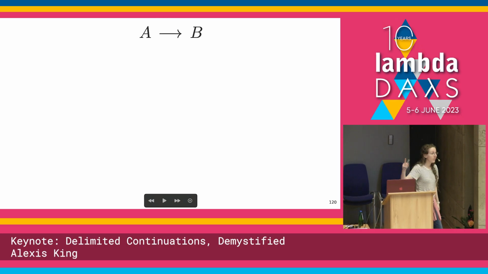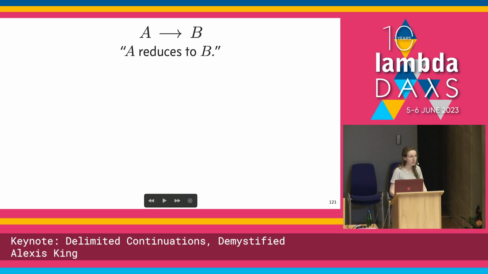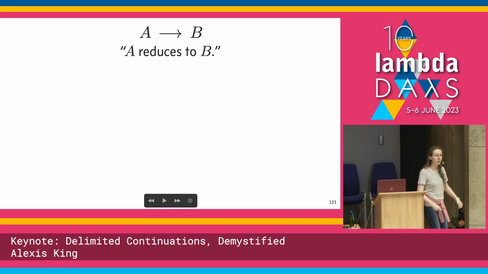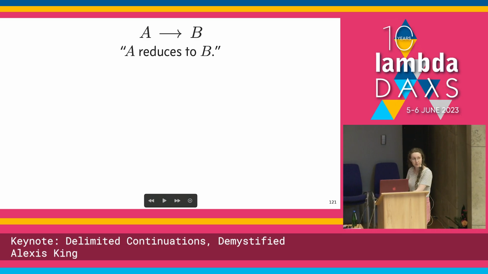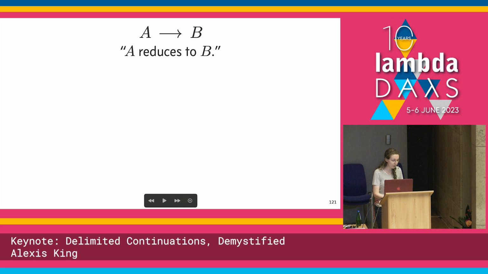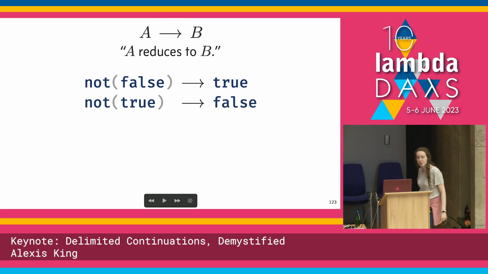So the first one is just this, A arrow B. And you can read this as A reduces to B. The purpose of this notation is that we're going to describe precisely how we're allowed to reduce expressions, so that we can illustrate what reductions can take place and compare them to each other. So here's an example. This is a reduction rule that says not false reduces to true. Again, probably not very controversial, and we can also have not true reduces to false. Now, these are really boring reduction rules.